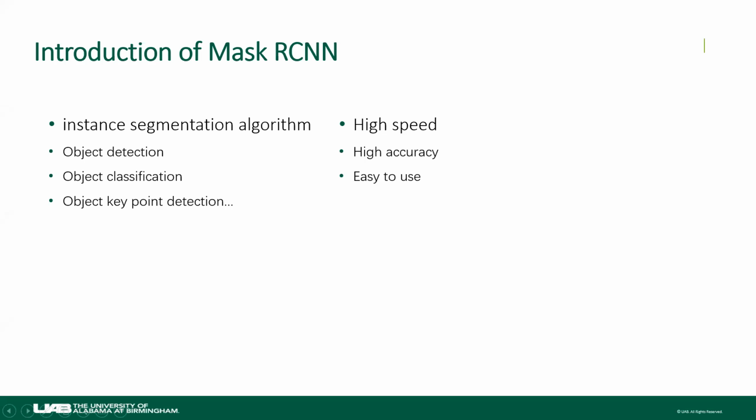Mask RCNN is an instance segmentation algorithm. It is used for object detection and object classification, or it can even do pixel-level pinpoint detection. Compared with other algorithms, Mask RCNN is faster, more accurate, and easy to use.